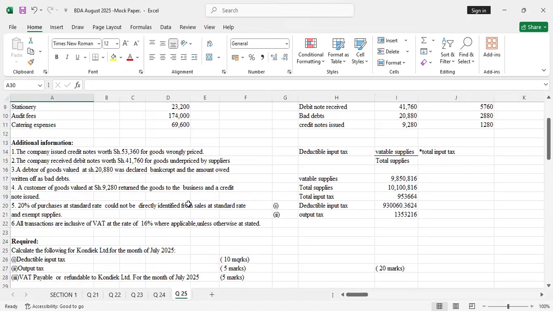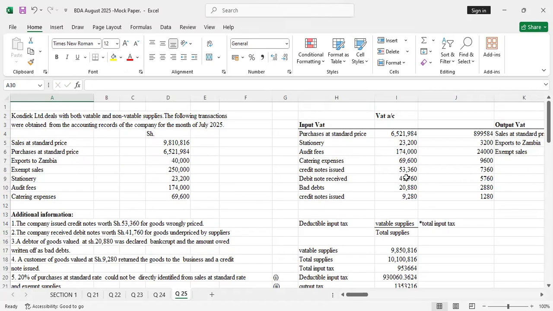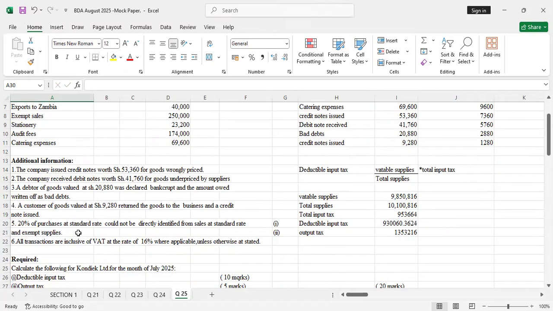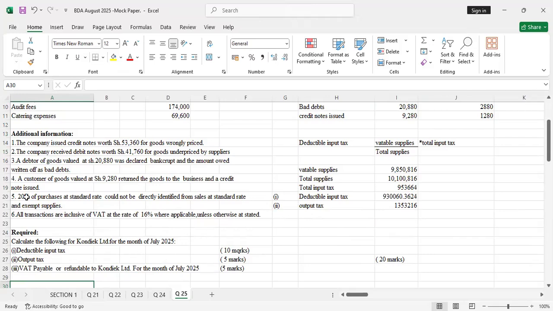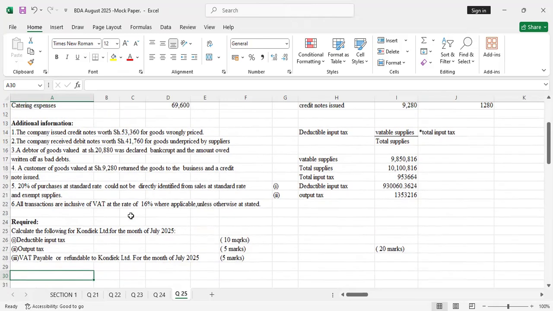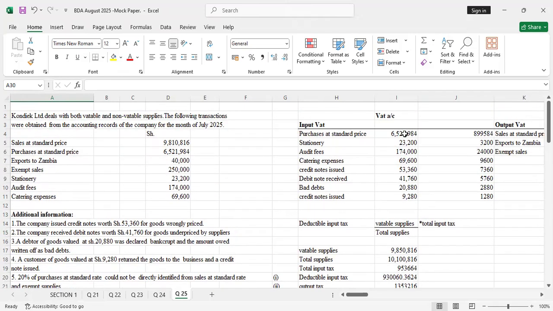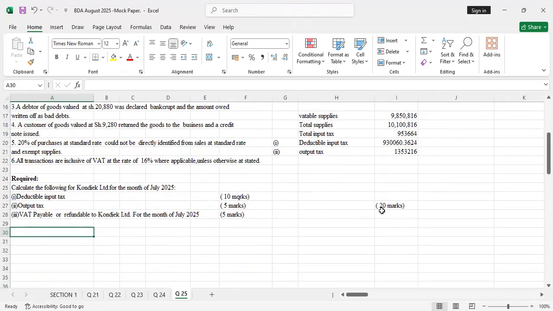And you see, if this question did not have this statement here, requesting for deductible input tax, or did not have this statement, 20% of purchase as standard can be directly identified from sales at standard rate and exempt supplies, then the balancing figure. So if this other side was more than this other side, then we'll have VAT refundable. Well, this side, if it's more than this, then VAT payable. Because now we don't have that, we have the deductible input tax. This is what we are going to do.